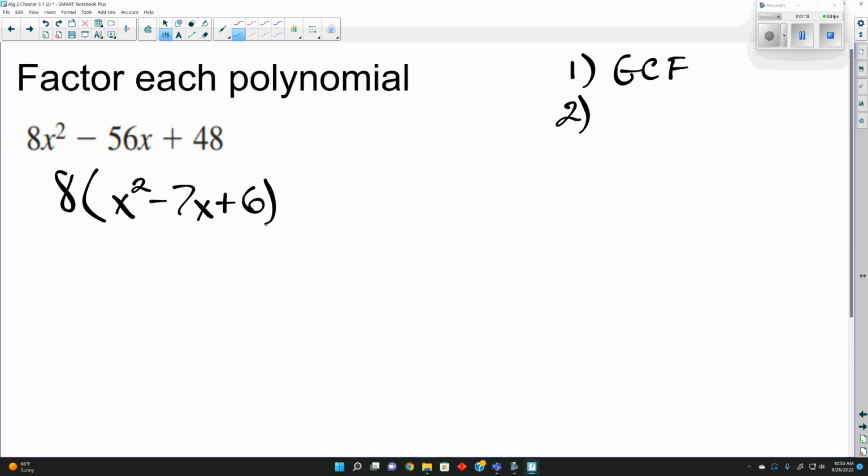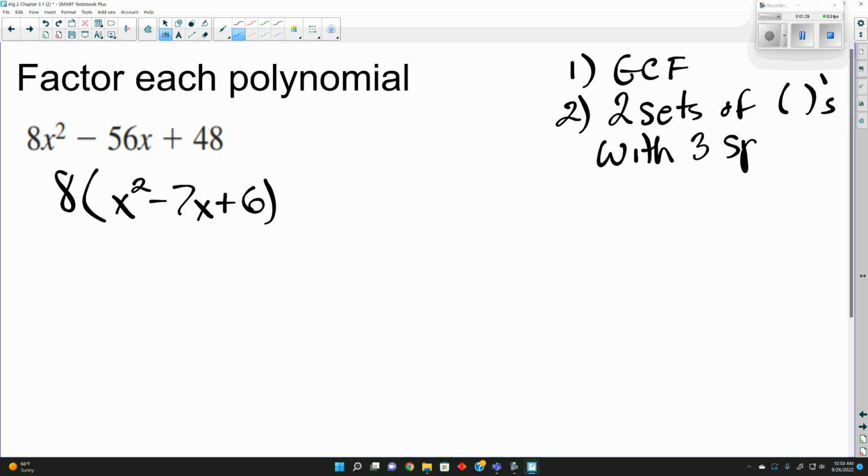Now the second step is going to be to write two sets of parentheses with 3 spaces. Parentheses, 1, 2, 3.